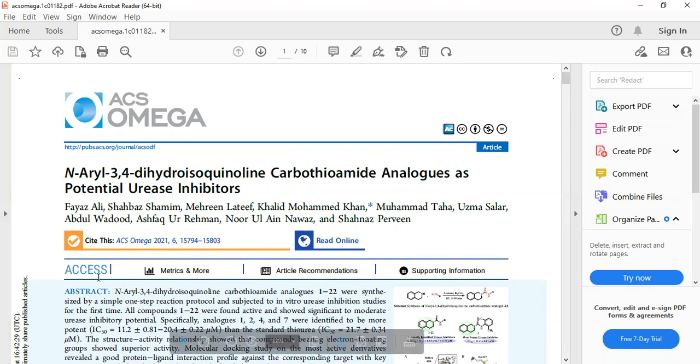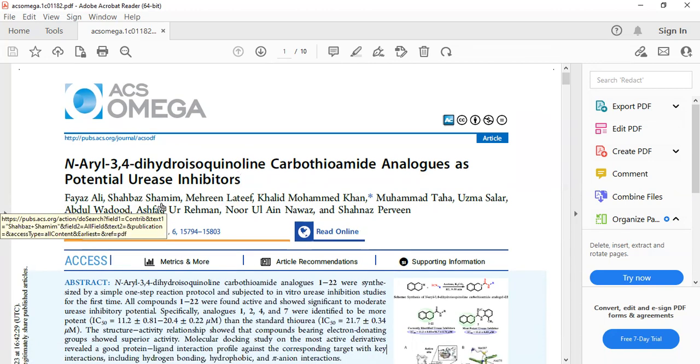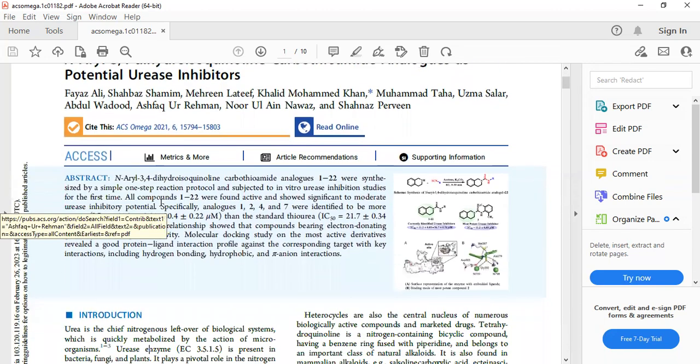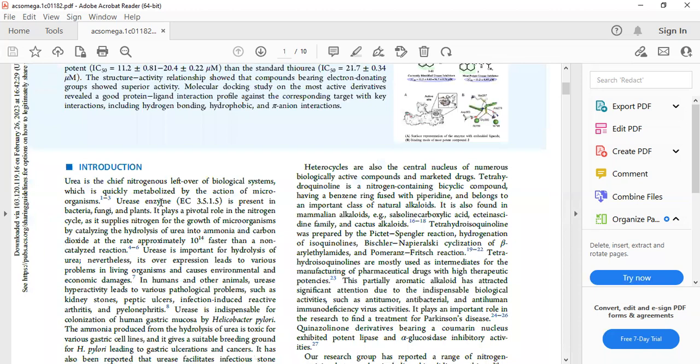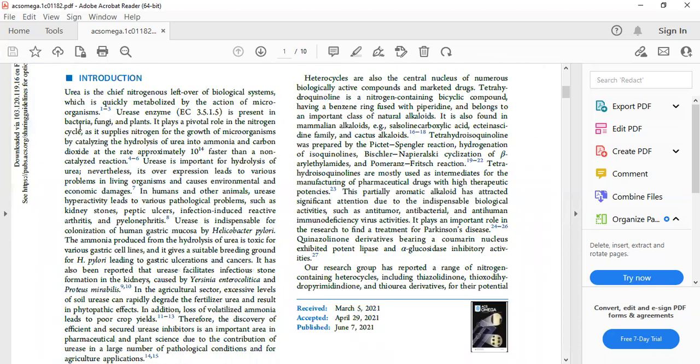Now if somebody wants to read the biological part, which is the potential urease inhibitor, the inhibition of urease. So first of all, in the introduction, you will write the introduction of urease. Urea is the chief nitrogenous leftover of biological systems, which is highly metabolized by the action of microorganisms.